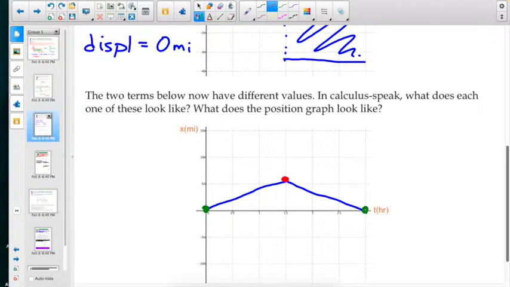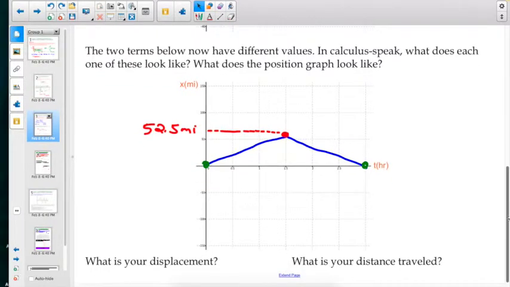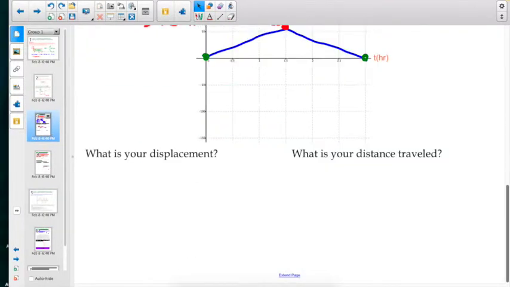How far away are we? I agree. We are 52.5 miles away, right? We're as far away as we're gonna get, okay? We're turning around, we've covered half our distance out. Notice I'm saying distance for a reason. And then we're covering half our distance on the way back, okay? So our displacement, 0.